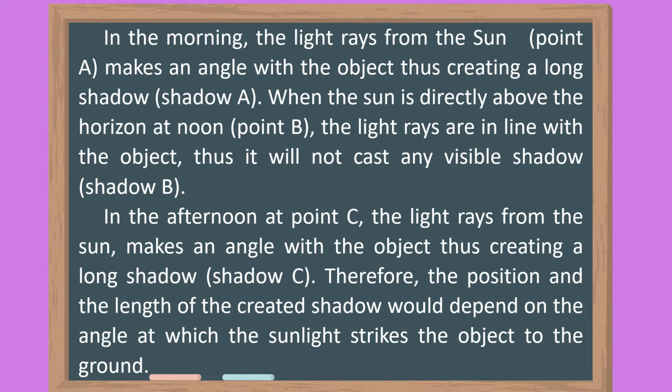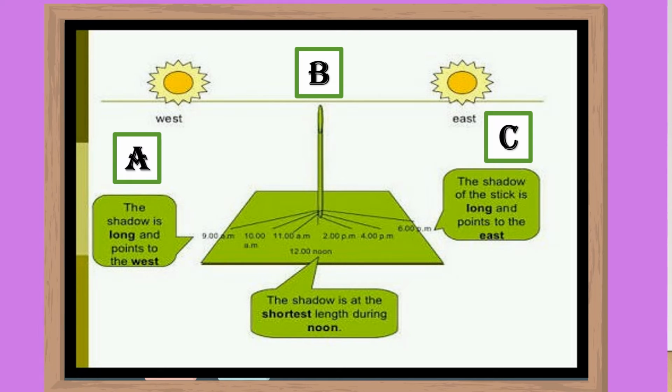In the afternoon at point C, the light rays from the sun make an angle with the object, thus creating a long shadow. Therefore, the position and the length of the created shadow depend on the angle at which the sunlight strikes the object to the ground. Let's see this illustration. In the morning, the shadow is long and points to the west. On letter B, the shadow is at its shortest length during noon. On letter C, the shadow of the stick is long and points to the east.